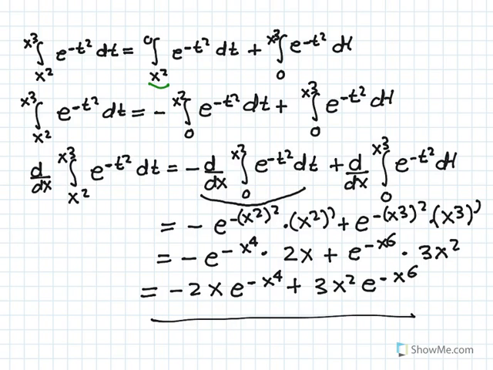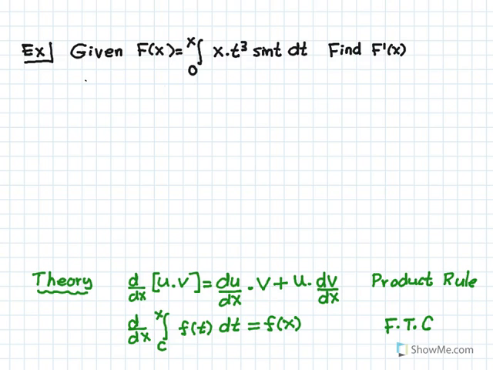All right, let's look at another question. Given capital F of x is equal to the integral from 0 to x of x t cubed sine t dt, find the derivative. Now, the difficulty with this question is that we have two variables in the integrand. We have both t and x. Since the integration is with respect to t, that means that x acts as a constant, and we can bring it outside the integral. So let's do that first.